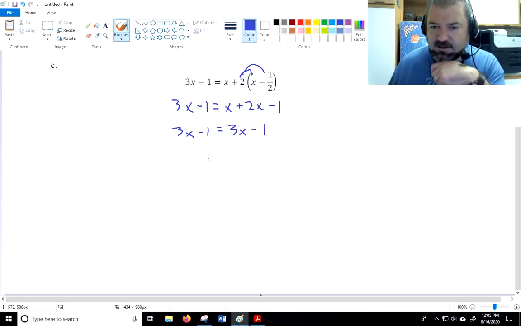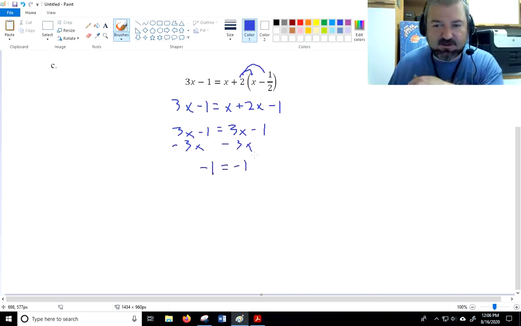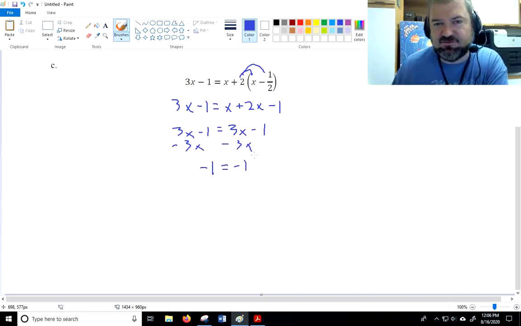Okay, and then I have, wow, I have the same thing on each side. And so we could stop here, but if we subtract 3x from both sides, you will see that we end up with negative 1 equals negative 1. That's the other situation that happens when you lose all your x's. This is going to be all real numbers.